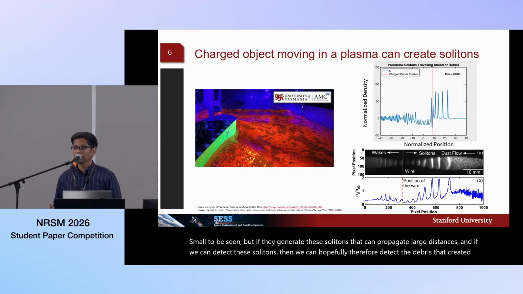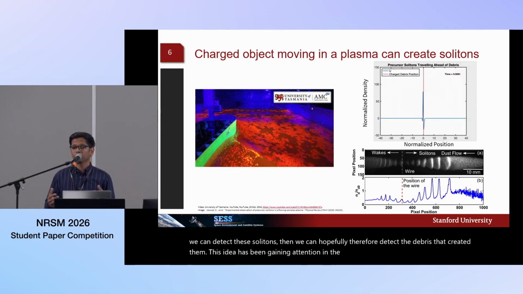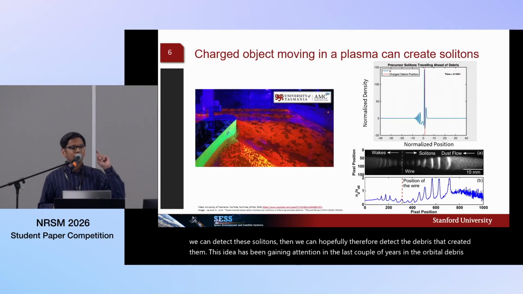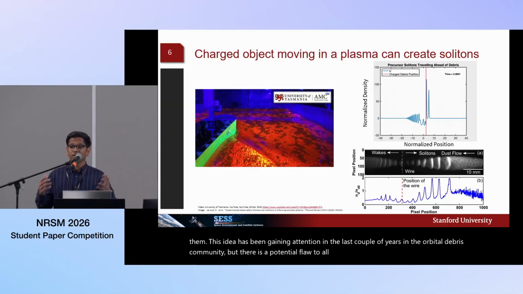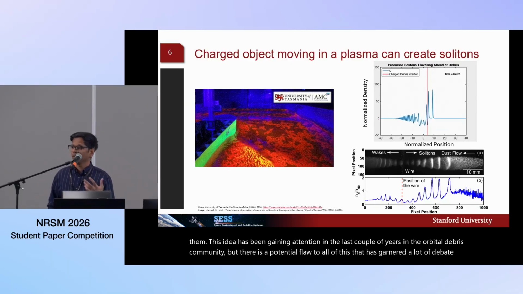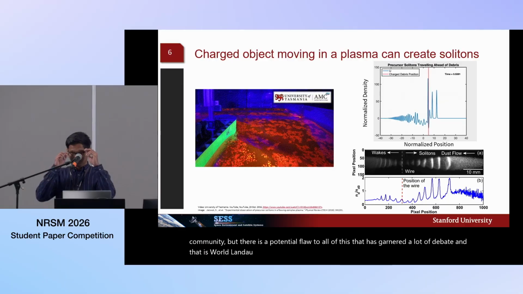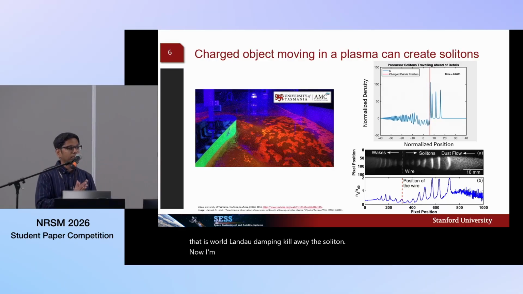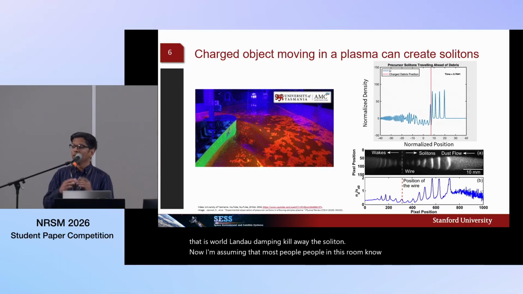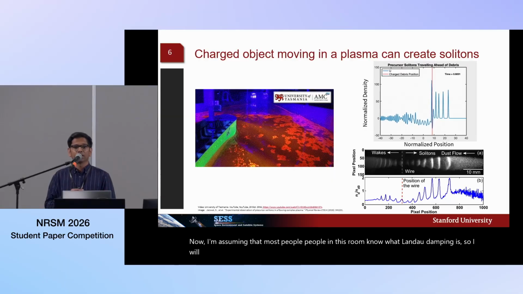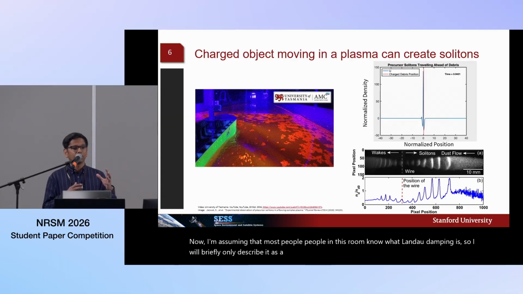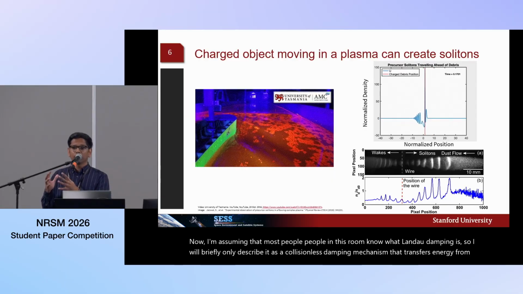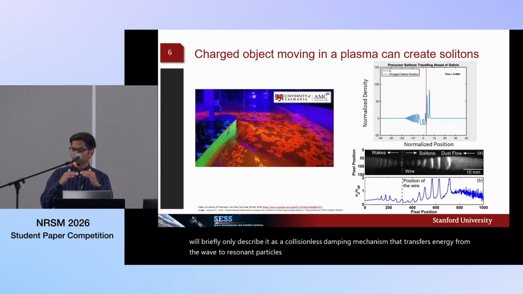This idea has been gaining attention in the last couple of years in the orbital debris community, but there is a potential flaw to all of this that has garnered a lot of debate, and that is, will Landau damping kill the soliton? Now, I'm assuming that most people in this room know what Landau damping is, so I will only briefly describe it as a collisionless damping mechanism that transfers energy from the wave to resonant particles, thereby decaying the amplitude of the wave.